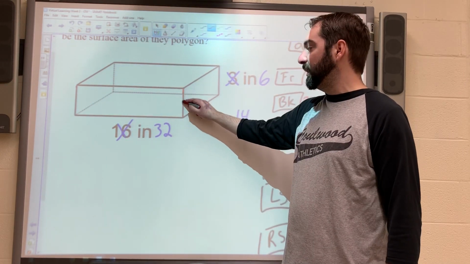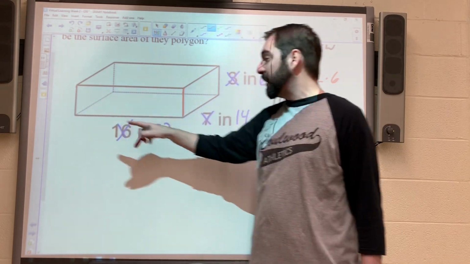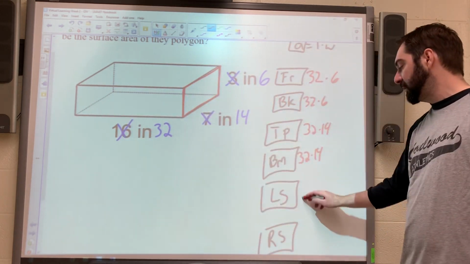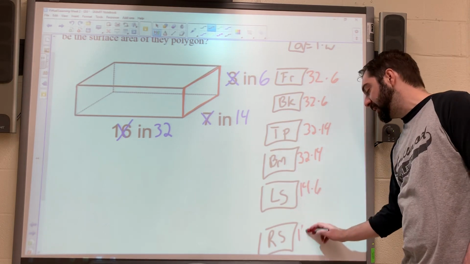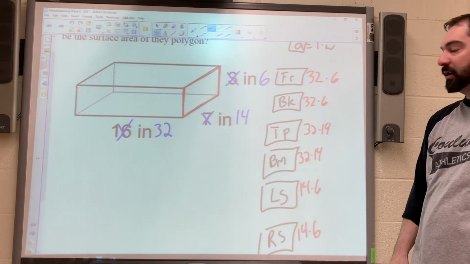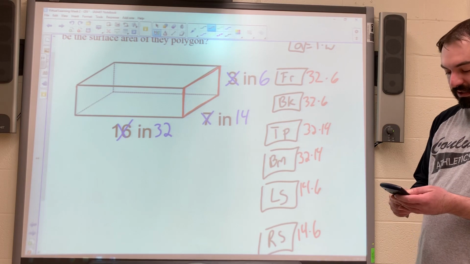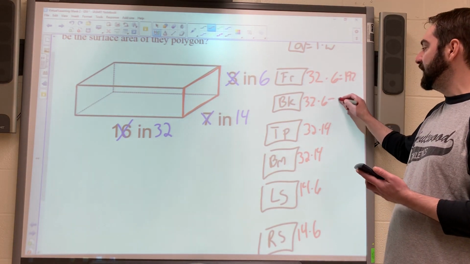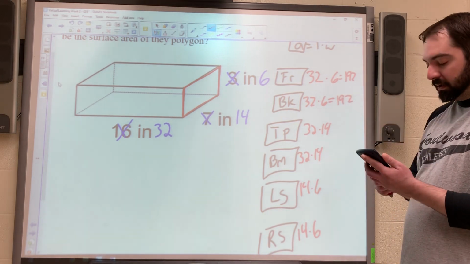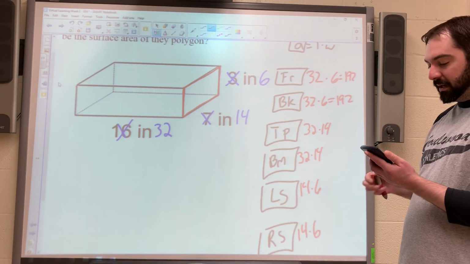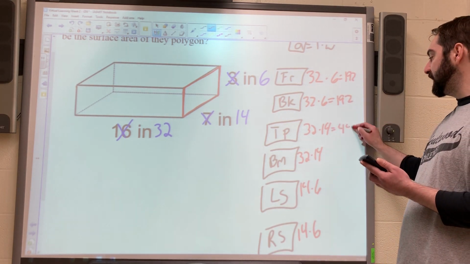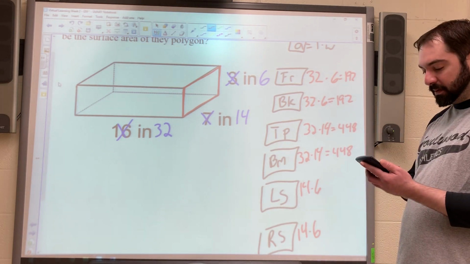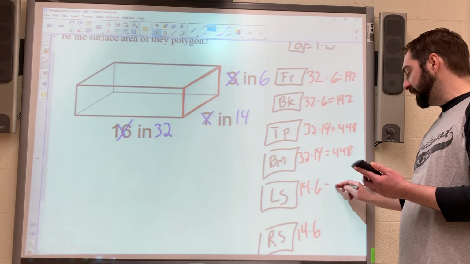Again, the left side has nothing printed there. So I look at the right side, 14 by, there it is, 6. 14 times 6, and again, I know opposites in math are congruent. 32 times 6 means that the front is 192, which means the back is 192. 32 times 14 is 448 for the top and the bottom. The left side and right side are both 14 times 6, or 84.